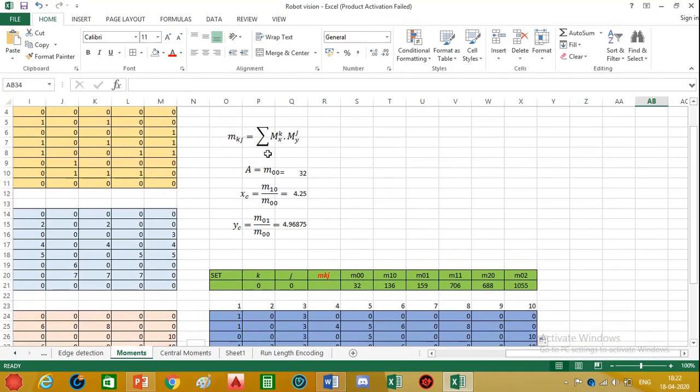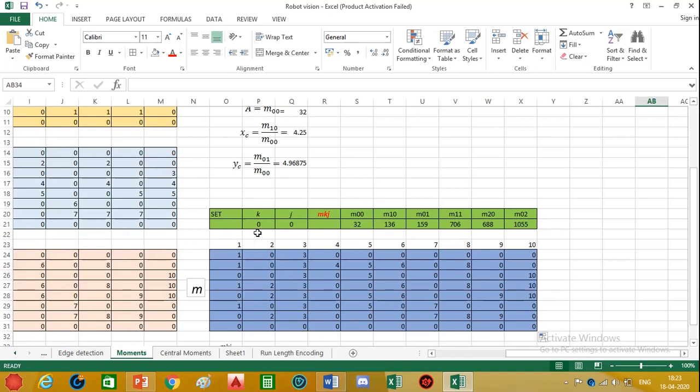The formula to calculate image moment is the summation of mx to the power of k multiplied by my to the power of j, where mx and my represent moments corresponding to x and y axis respectively. The exponents k and j represent the order of moment. For example, if we set both k and j equal to 0, then we get the 0th order moment m00.